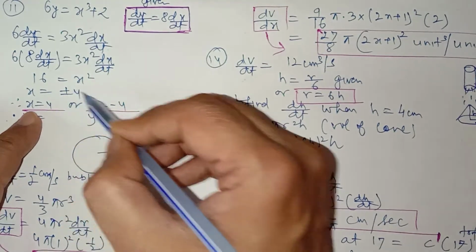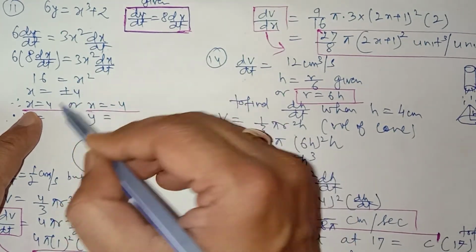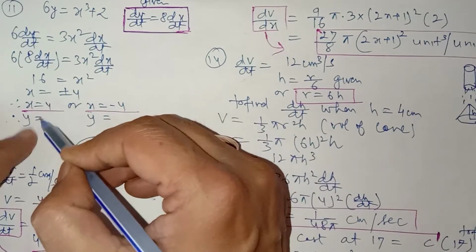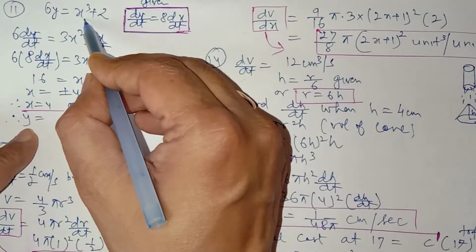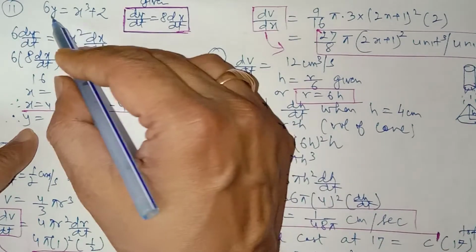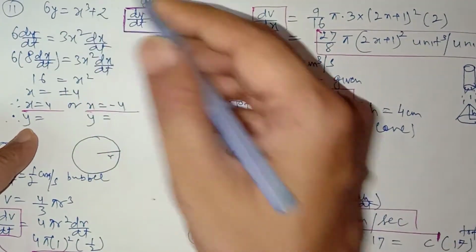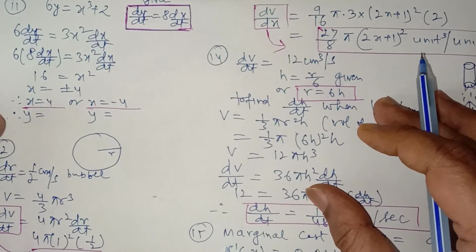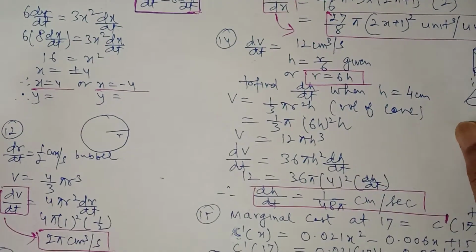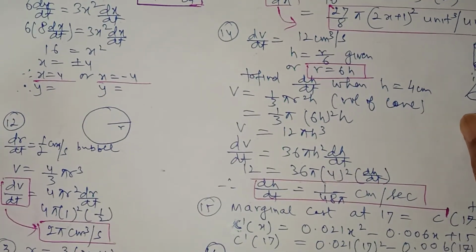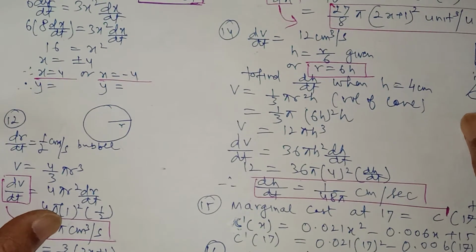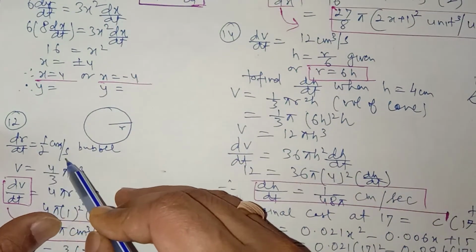When x is equal to 4, find the value of y by putting it here. When x is equal to minus 4, find the point by putting the value of x is equal to minus 4 here. You will get the coordinates of that point. In question number 12, it is given that the radius of the bubble is increasing at a rate of 0.5 centimeter per second.